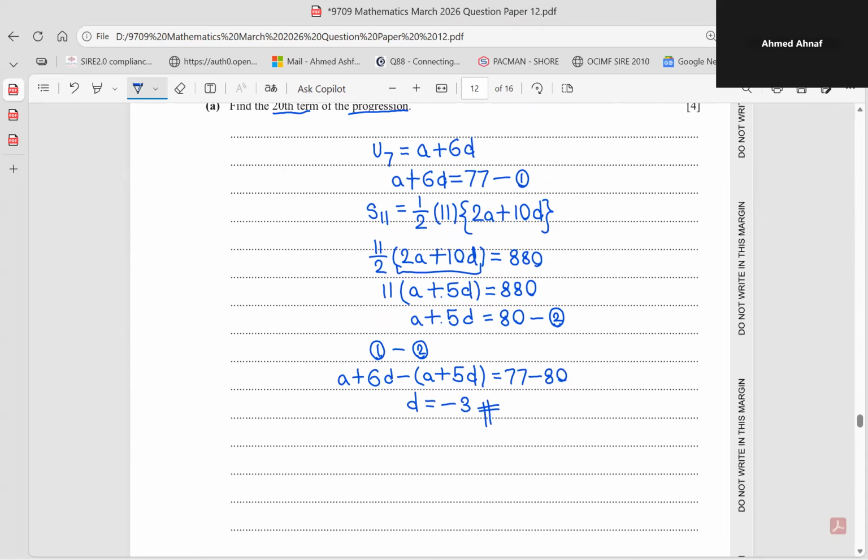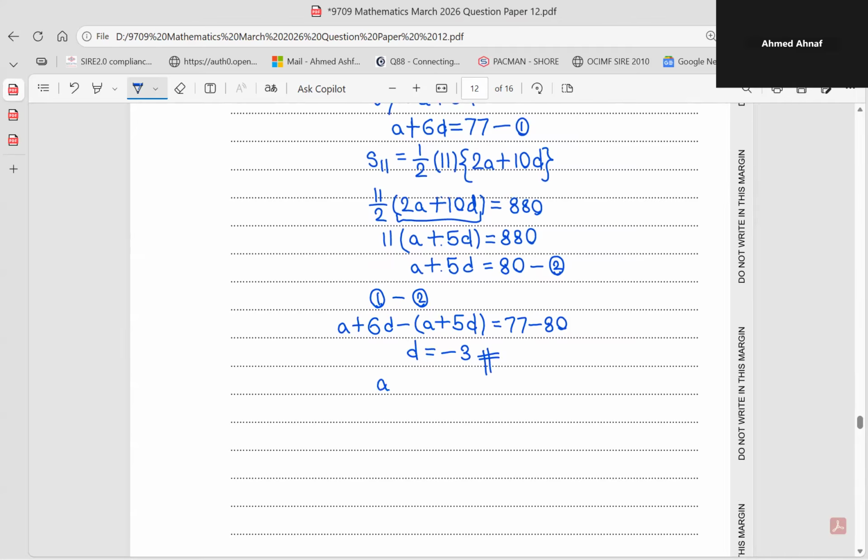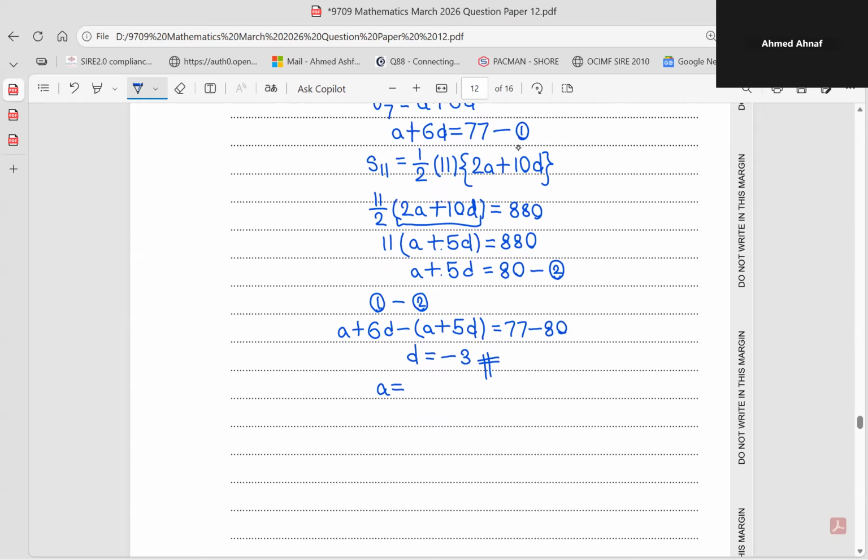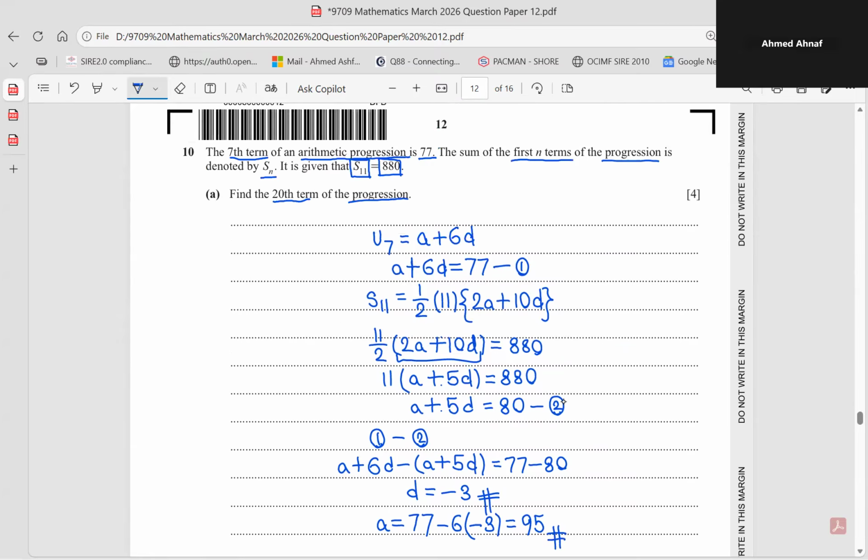Now we're going to try to find a. So a is just 77, using the first equation, 77 minus 6d. So 77 minus 6 times negative 3. Okay, so this is 77 plus 18, 95. So these are our values for d and a.